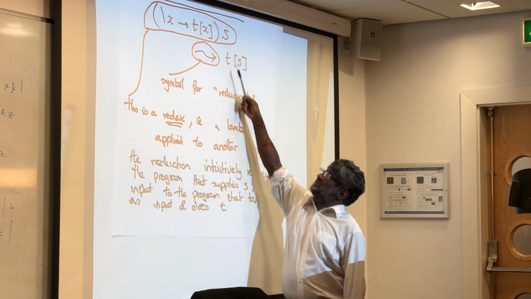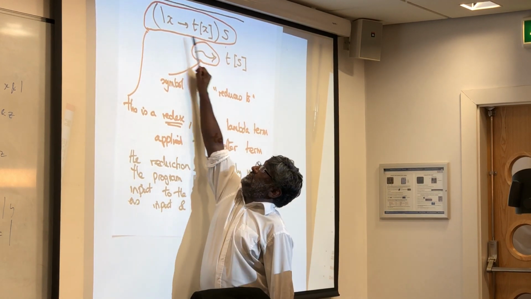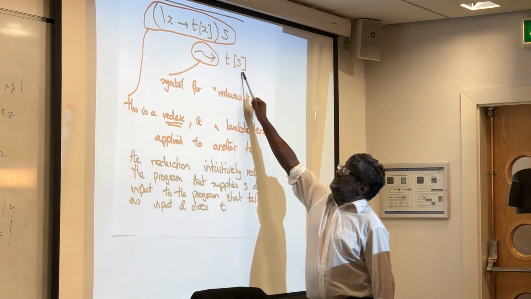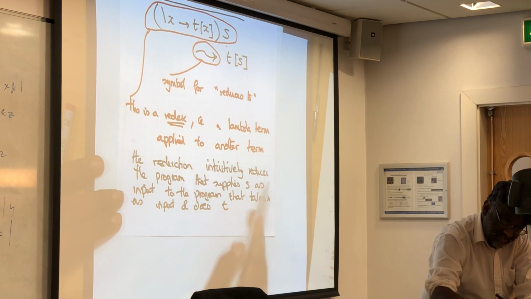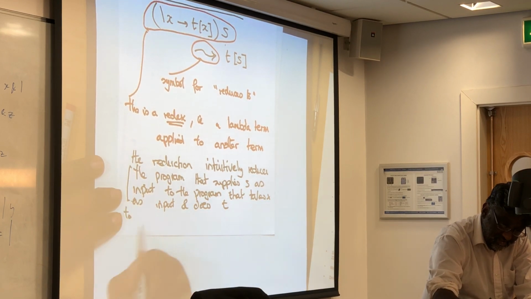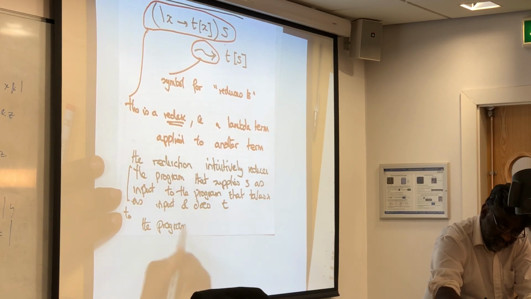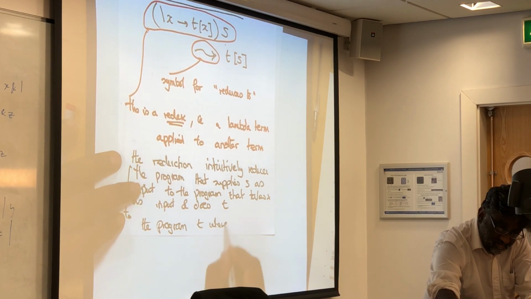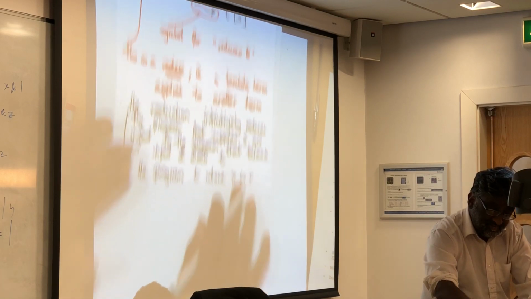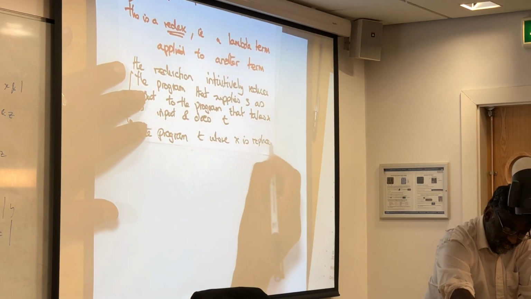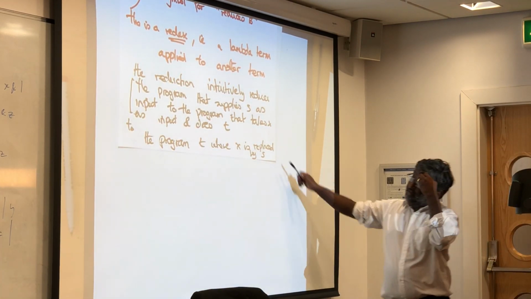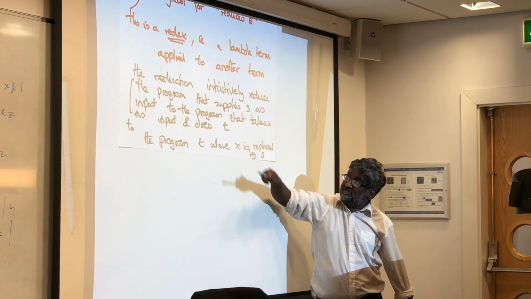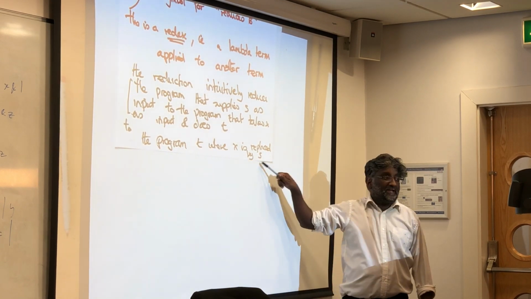So this is the overall program that supplies s as input to the program that takes x as input and then does t, and we can simply replace that. So it reduces this to the program t where x is replaced by s. We replace all of that stuff by the program t, but we replace x with s.